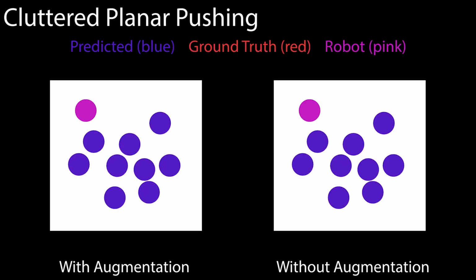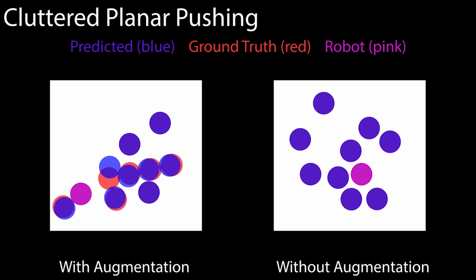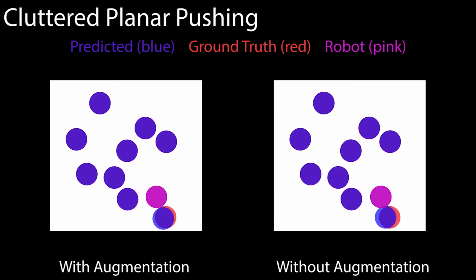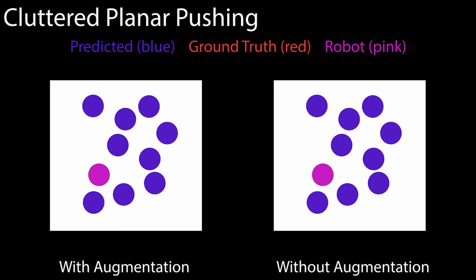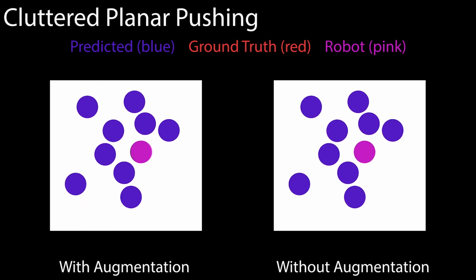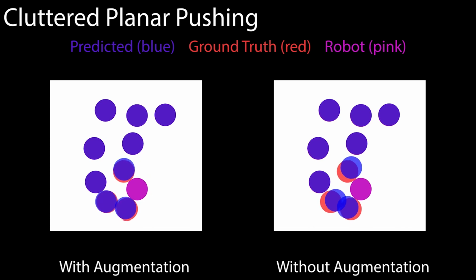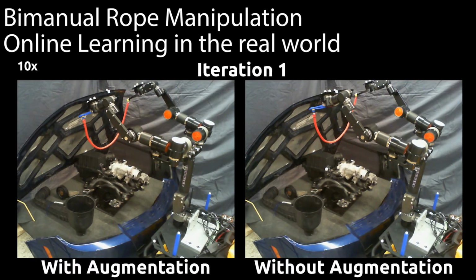Next, we evaluated augmentation on a simulated cluttered planar pushing task. The robot's end effector is shown as a pink cylinder, and the red cylinders are the objects being pushed. We apply augmentation to the training data for the dynamics model. The predictions of the trained model are shown in blue. Note how the predictions with augmentations have less drift, less penetration, and are closer to the true positions.